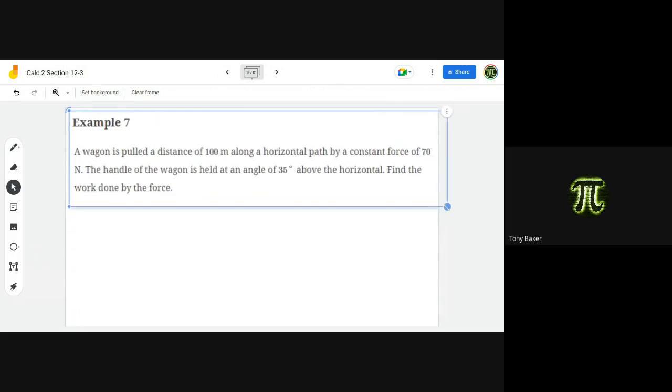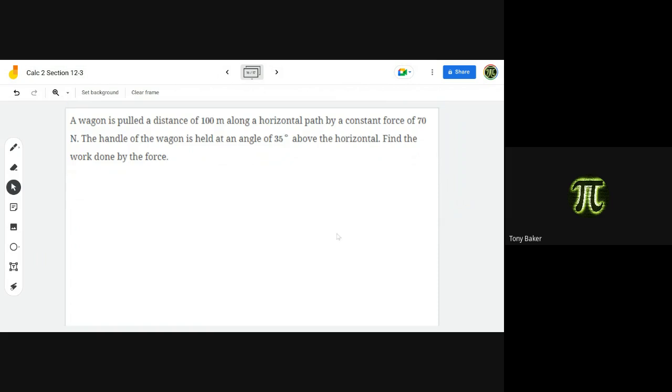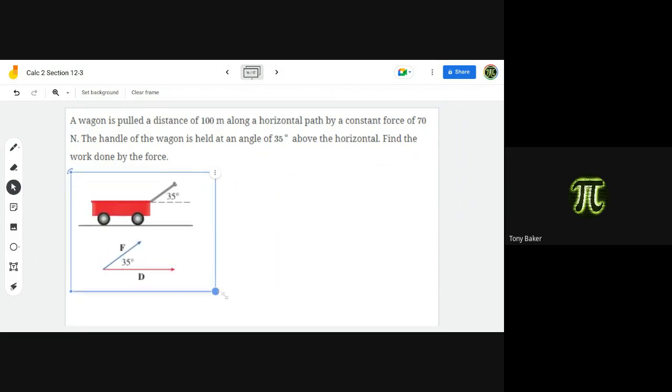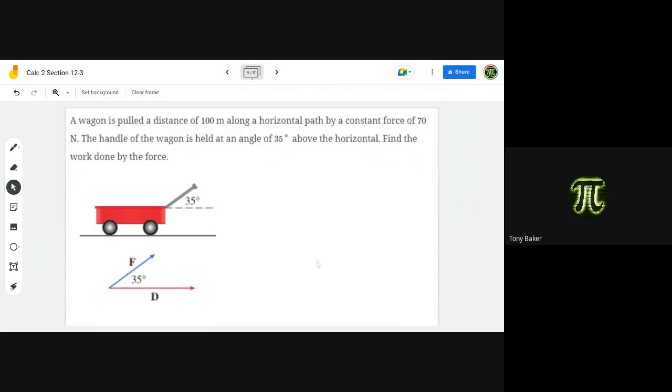All right, so a wagon is pulled a distance of 100 meters along a horizontal path by a constant force of 70 newtons. The handle of the wagon is held at an angle of 35 degrees above the horizontal. Find the work done by the force. Here's your pretty wagon, because you always have to have a picture.